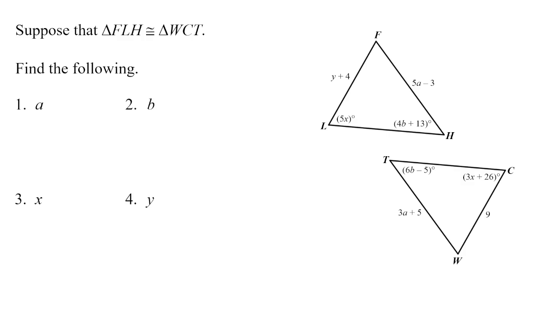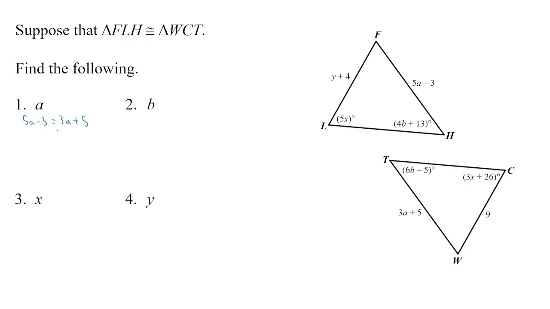Now, suppose that triangle FLH is congruent to triangle WCT. You have to find the following. A. Well, we know that since the two triangles are congruent, segment FH and segment TW are congruent. Therefore, 5A minus 3 equals 3A plus 5.